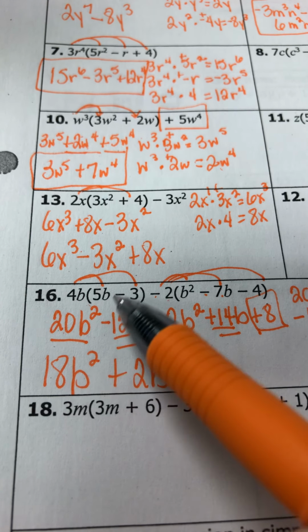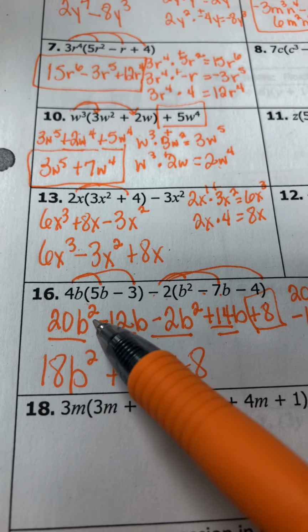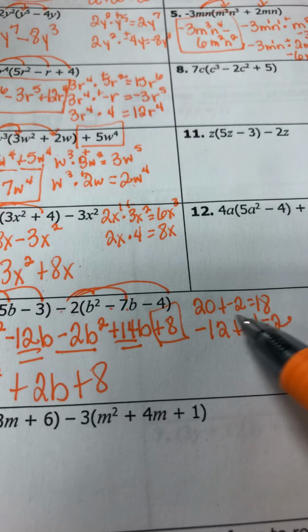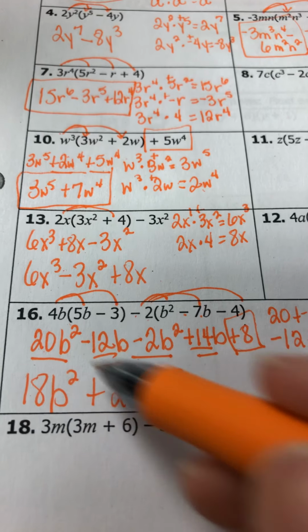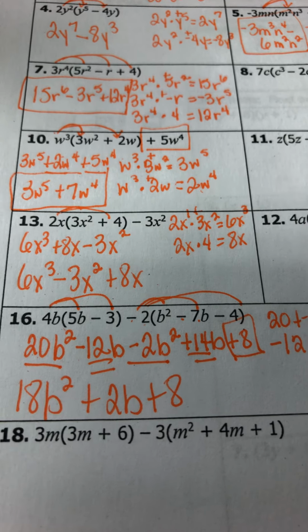So notice when I multiplied, I multiplied the coefficients and added my exponents for my variables. But when I got ready to add, the only thing that I would add is my coefficients in the front. I left my b squared, my b's, b's, and my constant, constants.